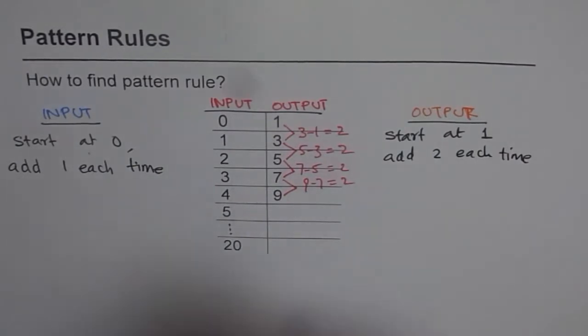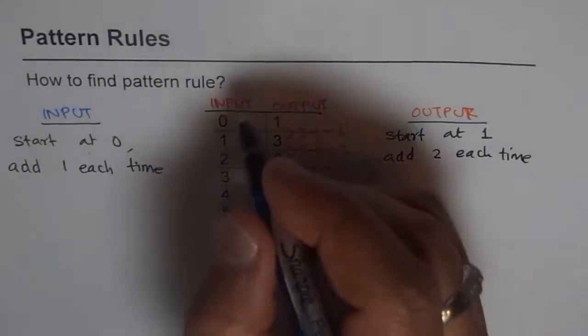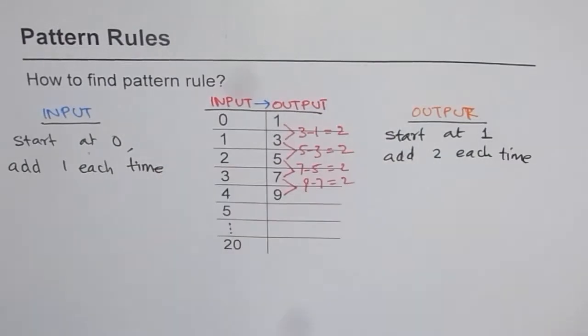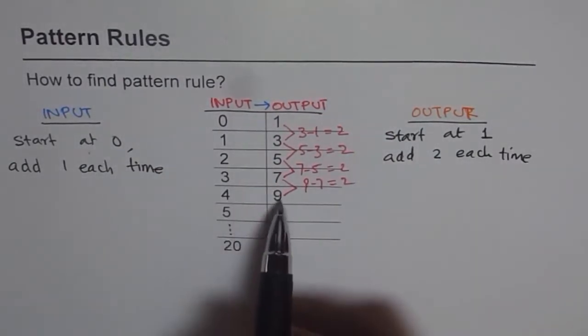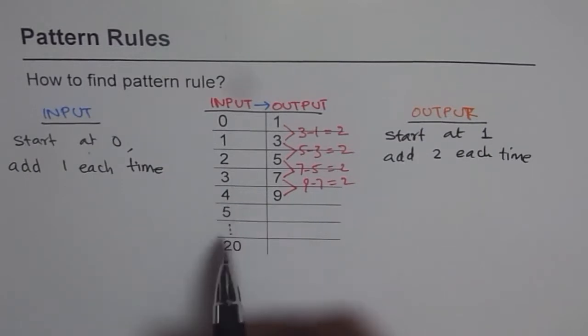So that is the output pattern. Now the question is, what pattern do you get from input to output? What is that pattern? How do you get number 5 from 2? How do you get number 9 from 4? That is a big question to be answered. Now I'll teach you how to get that number.